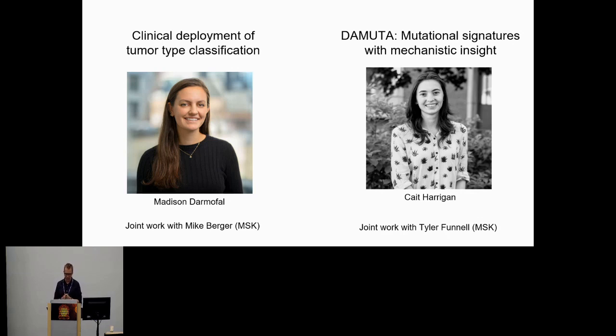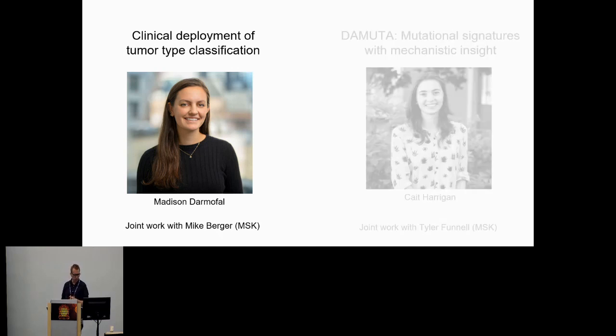And so the first topic I'm going to be talking about is clinical deployment of tumor type classification. And that's what I originally wrote the abstract on until I realized I had twice the time that I thought I did. And so that allows me to talk about a second project I'm also very excited about. And this is a new way of representing cancer mutation signatures that gives some sort of mechanistic insight. Okay, so the first project, this is work of Madison.